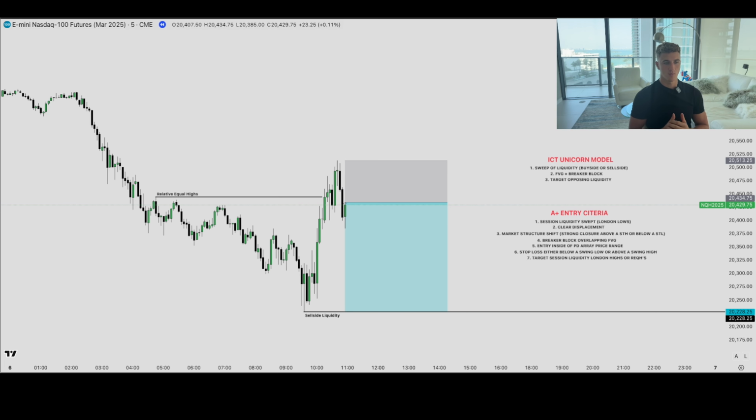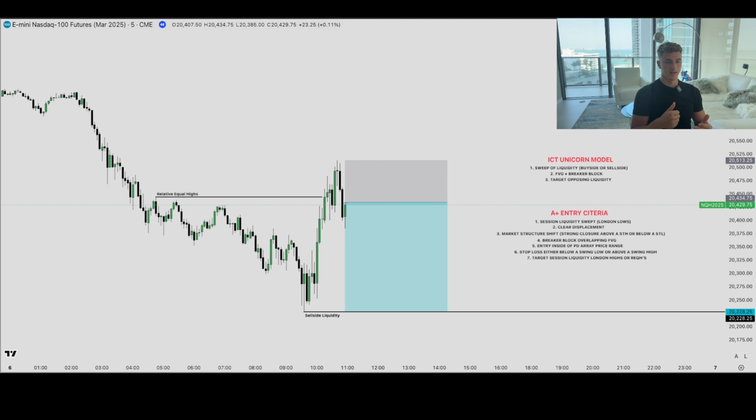Number three, you want to see a market structure shift, and not any market structure shift. You actually want to see a strong closure above a short-term high or a strong closure below a short-term low. And even better, if let's say you're going short and the low that price breaks through actually rebalanced an inefficiency to the left of it, that's going to be an even more significant market structure shift compared to if that low didn't rebalance an inefficiency. So keep that in mind.